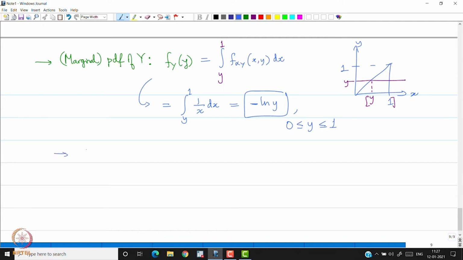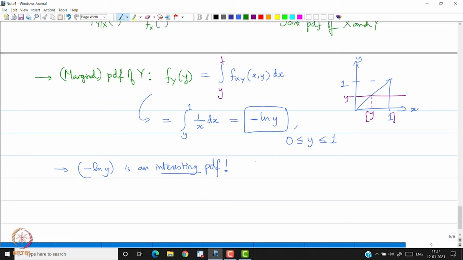It turns out that minus ln y is an interesting PDF, which I think we are seeing for the first time in this course, and we know that it looks like this. The range is 0 to 1. At 0 it takes unbounded values according to the ln function, but the ln function increases very slowly as you go towards 0, and so it has unit area. So this is the curve minus ln y, and the area is unity.